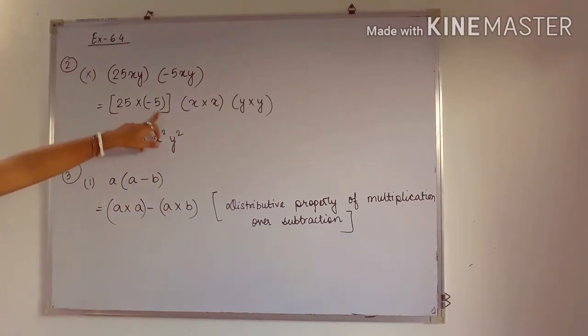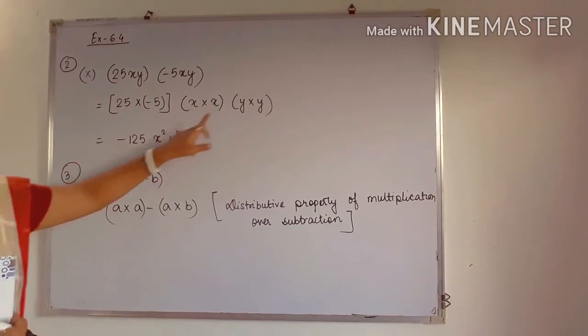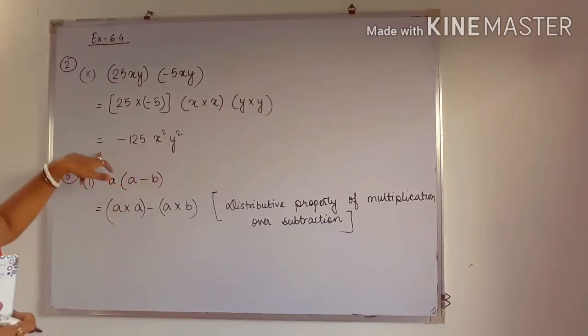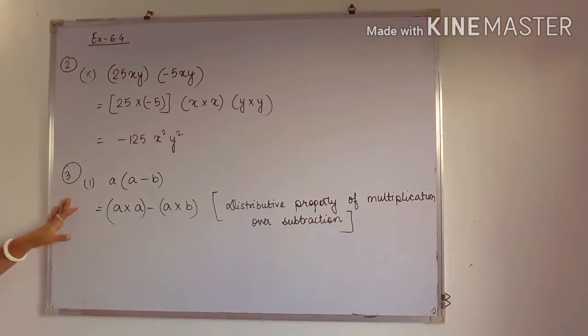So 25 into minus 5 will be minus 125 and x into x will be x square and y into y will be y square. So finally minus 125 x square y square. Next in question number 3, see what we have to do. We have to find the product.